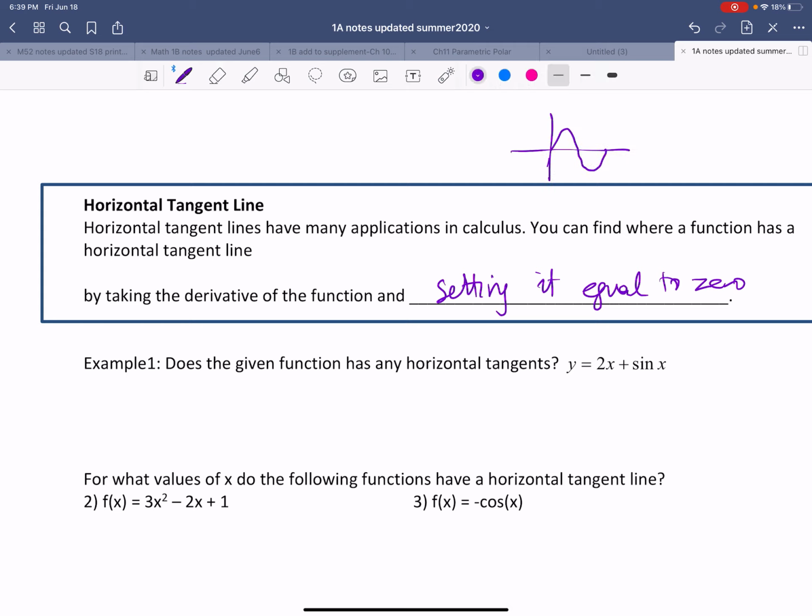Let's take an example of a sine x function. We're going to have a horizontal tangent here and horizontal tangent here, and slopes of these tangent lines will be 0.